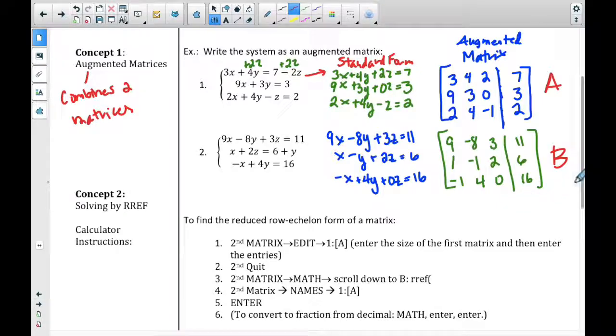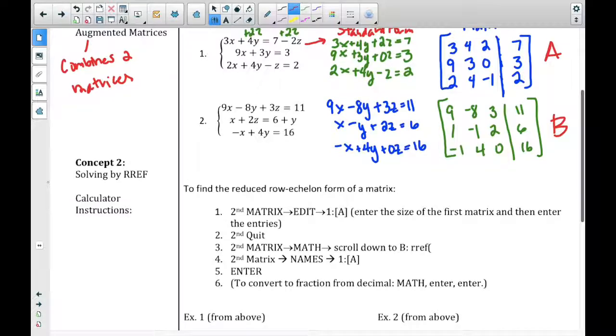So take a second with your calculator and enter these. Now, as far as entering them as an augmented matrix, your calculator doesn't even need that middle line there. It's just a normal matrix, so just enter it as a normal matrix. This matrix is going to be a 3 by 4 matrix, and this one also is going to be a 3 by 4 matrix. So go ahead and enter those matrices in your calculator.